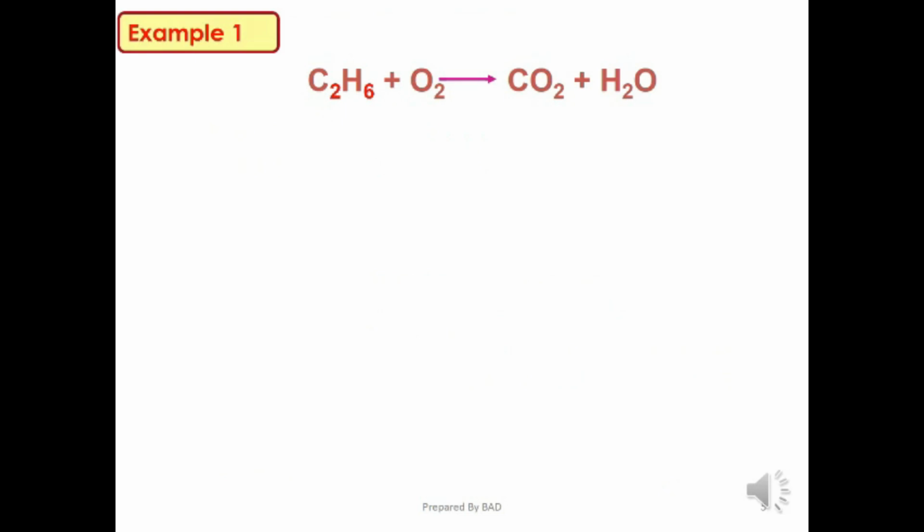Let's try the steps for example 1. So according to the equation given, ethane reacts with oxygen gas to produce carbon dioxide and water. So remember, the first step, we need to write unbalanced equation. So this one, unbalanced equation. Make sure you write the correct formula for ethane, C2H6, oxygen gas O2, carbon dioxide CO2, and water H2O. Okay, that is the first step.